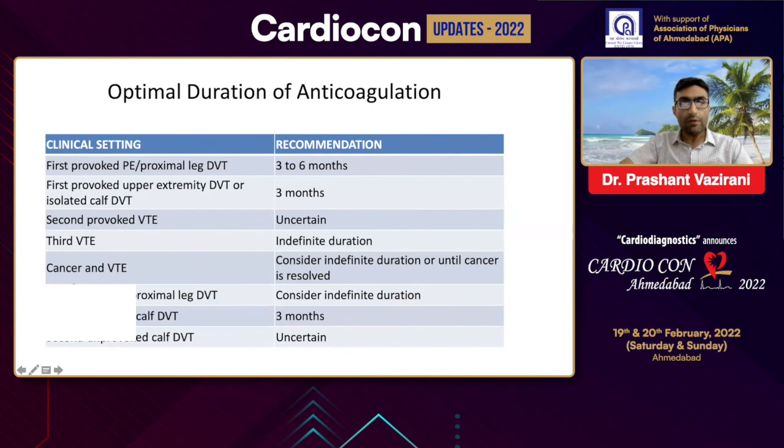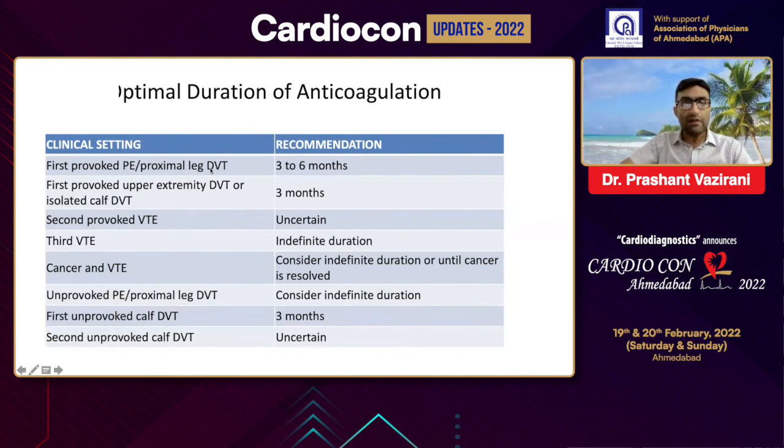So what is the optimal duration for anticoagulation? If it is a first provoked proximal leg DVT, usually up to 6 months. If it is a first provoked calf DVT or upper extremity DVT, then it is 3 months. For a second provoked DVT or VTE, it is uncertain. A third embolism is always indefinite.